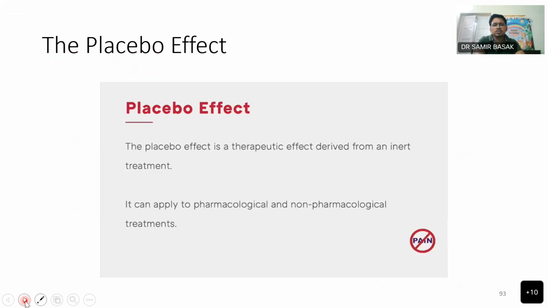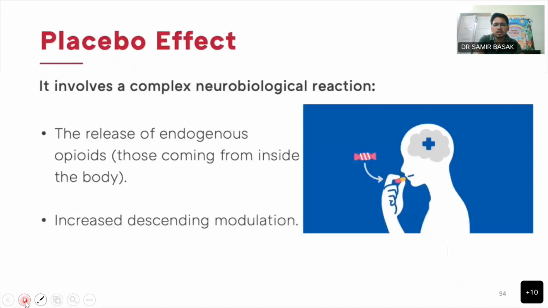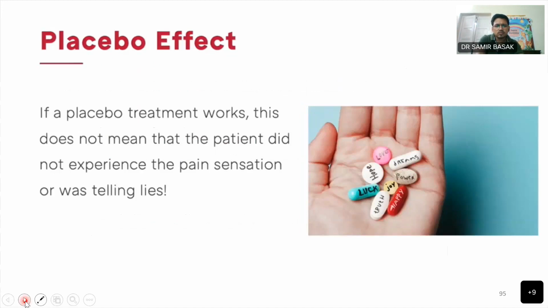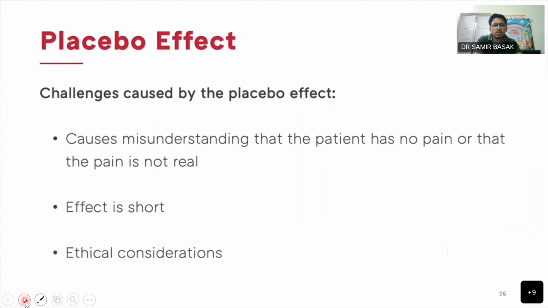Right now, sometimes we use no medication. This is called the placebo effect. This is a therapeutic effect from an inert treatment, but that does not mean the patient is not in pain or the pain is not real. It also causes release of endogenous opioid. For this reason, the placebo effect acts. It increases the descending modulation. So this treatment is also effective, but it is a short-lasting placebo effect. So this does not mean that the patient is telling a lie. The placebo effect is short term, short lasting.